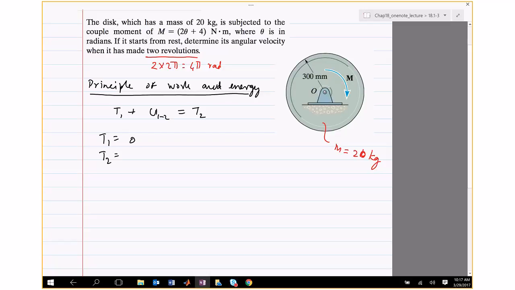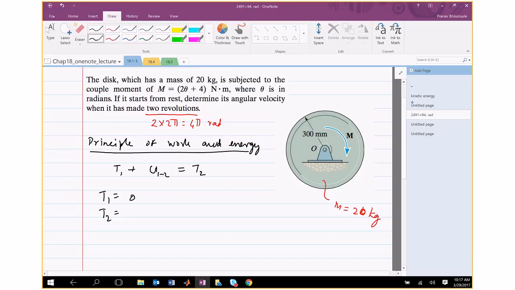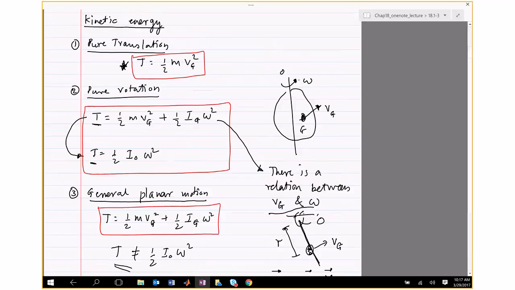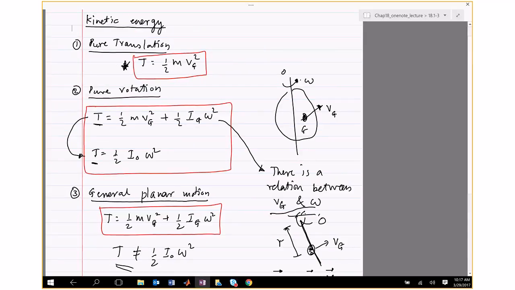Now, to find the kinetic energy, since this is a rigid body problem, you have to think of which of the three cases it falls under. These are the three cases: pure translation, pure rotation, and general planar motion. It always fits the general planar motion case, because that is the generic case. But if you can reduce it to one or two, then it becomes very easy to do the math. So first try to see if you can apply one and two. If not, then go for three.